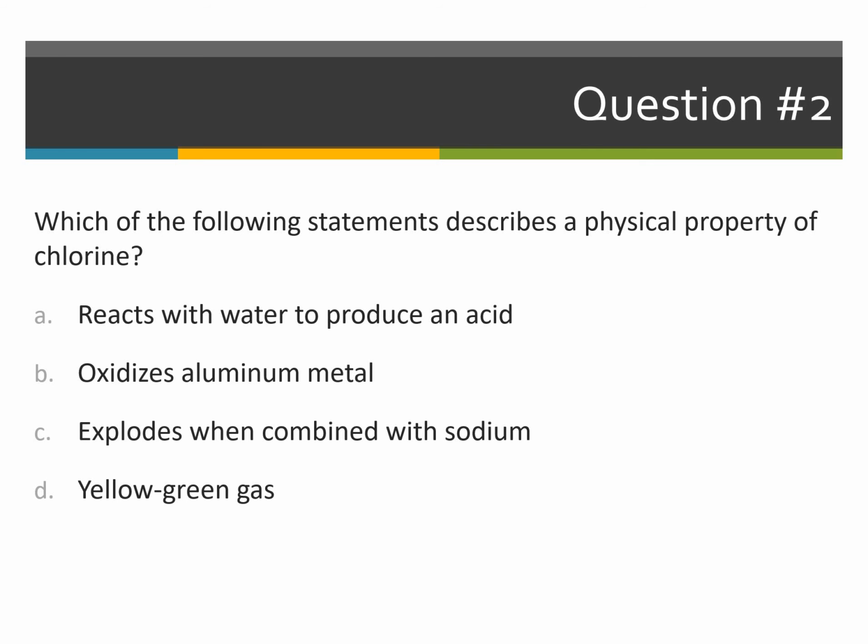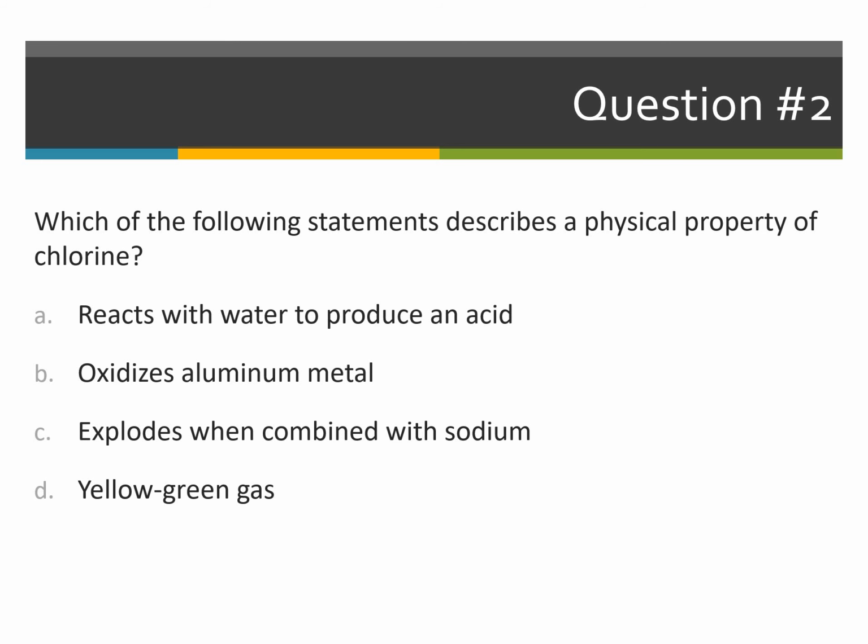B, oxidizes aluminum metal. When something is oxidized, that is a chemical reaction. So it's talking about how we're taking aluminum metal and oxidizing it, making it a chemical reaction. So B is also a chemical property. C, explodes when combined with sodium. Anytime you talk about explosions, reactions, oxidizations, anything that seems like it would change it drastically at the end and make it a new substance, that's going to talk about a chemical property.